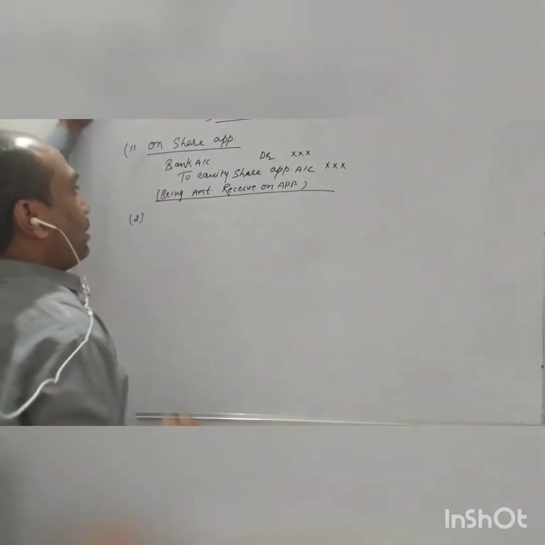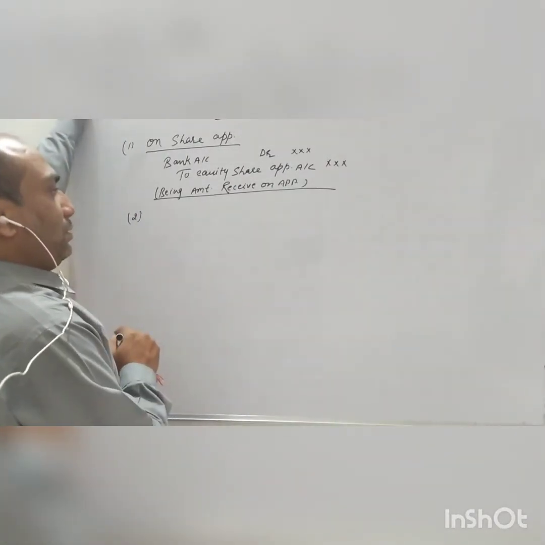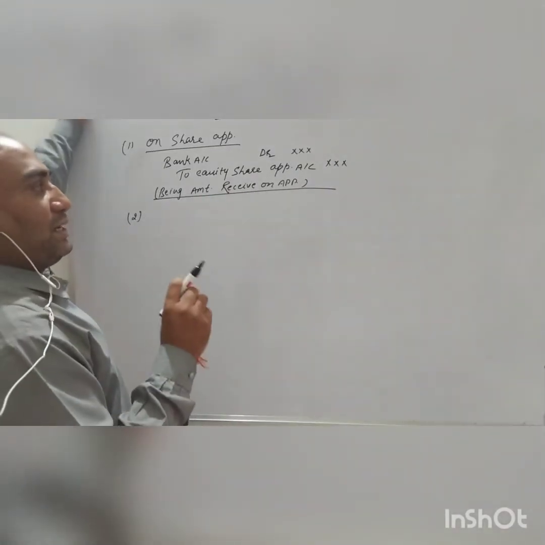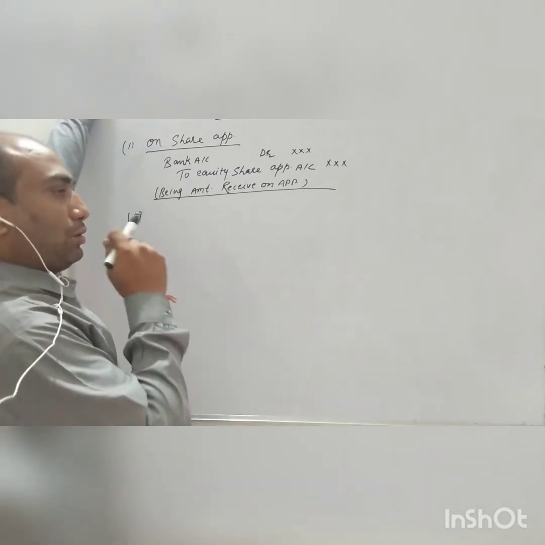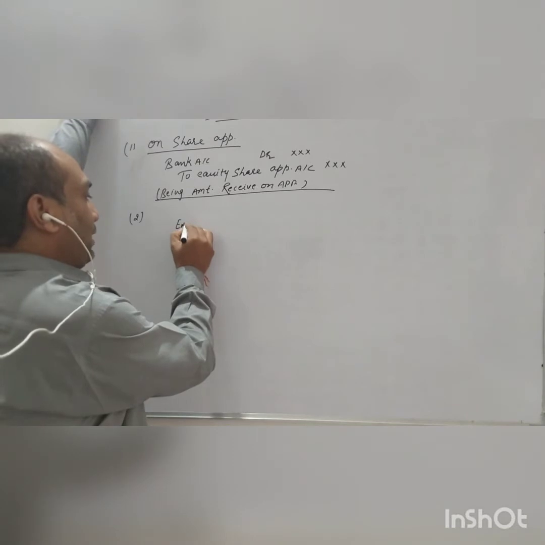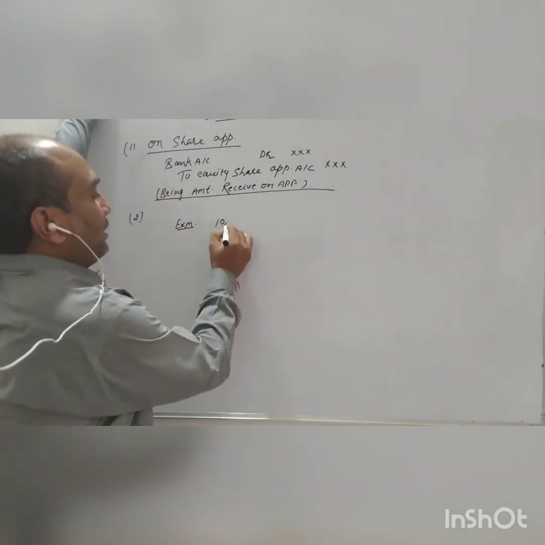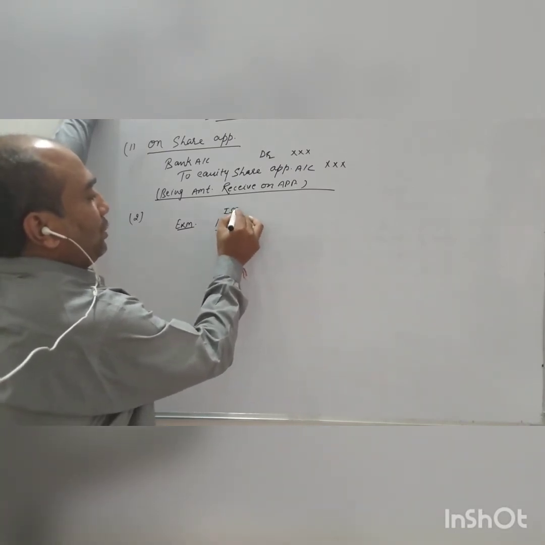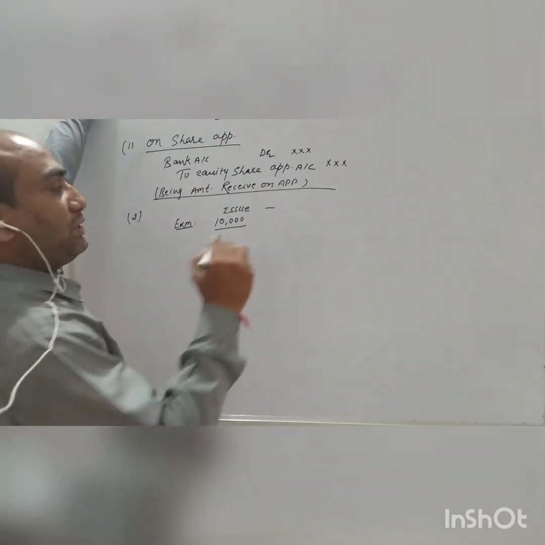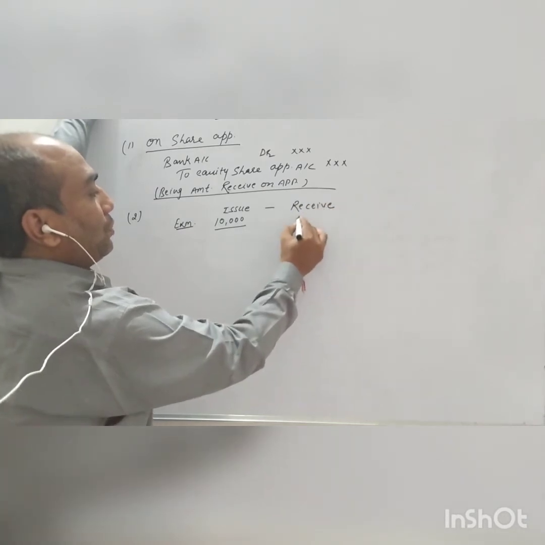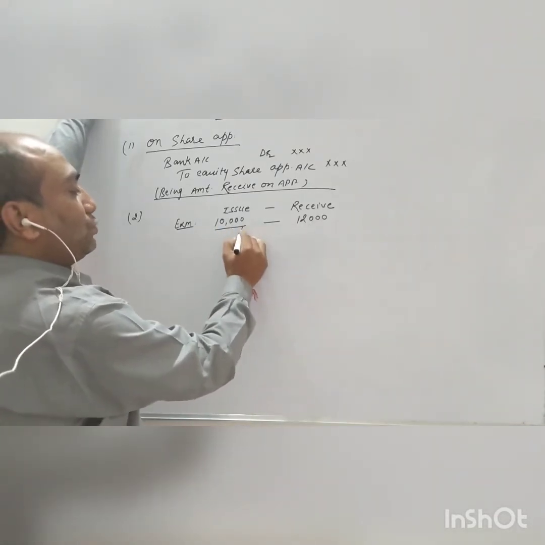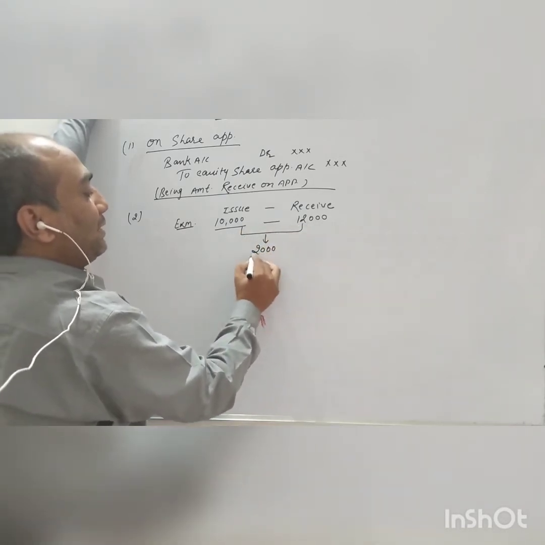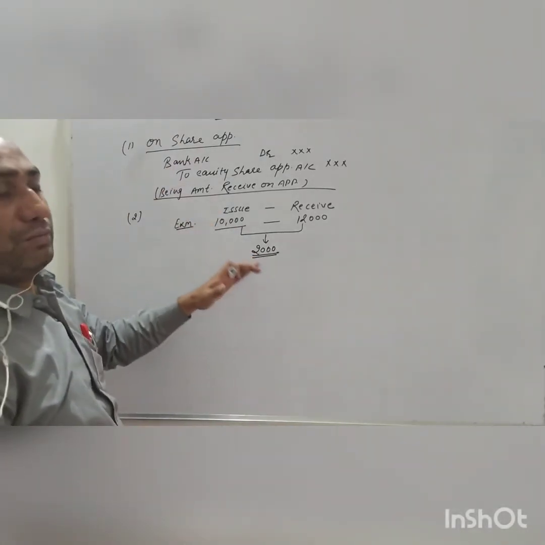Now the second entry will be application money transferred into capital. Before this entry, we have to understand this. Sometimes what happens is the application money received is more than the shares issued, right? For example, the company issued 10,000 equity shares but received 12,000 applications. So issued 10,000 but received 12,000 from the public. Here 2,000 is excess money, so the company rejects the excess application money.